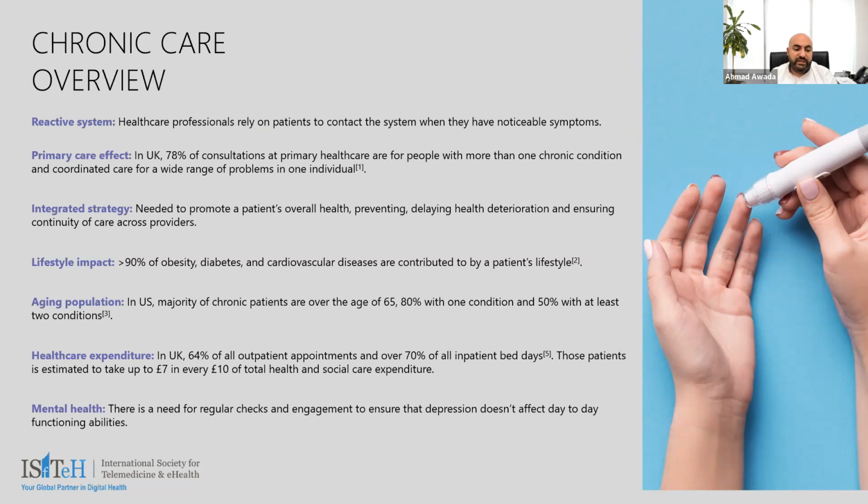The other thing that we see, which is not really common in UAE, is the aging population. In United Arab Emirates, mostly we are expats, I think around 80% or 70% expats. The aging population, the majority of the chronic patients are over 65, they have one chronic condition, 80% with one condition, 50% with two conditions.